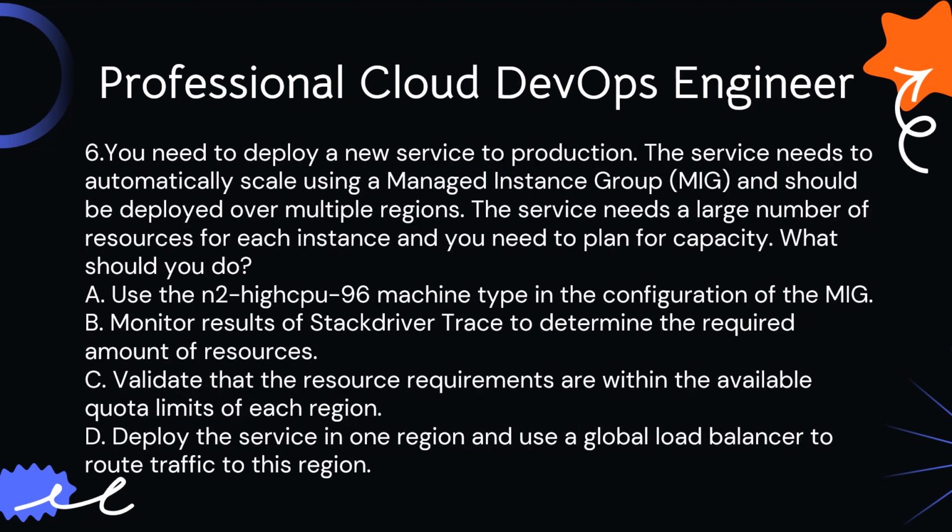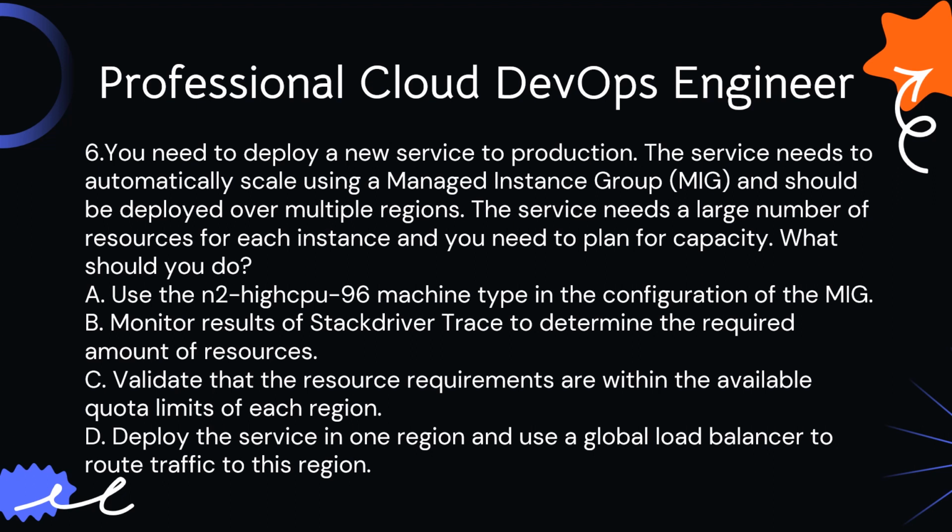6. You need to deploy a new service to production. The service needs to automatically scale using a managed instance group (MIG), and should be deployed over multiple regions. The service needs a large number of resources for each instance and you need to plan for capacity. What should you do?